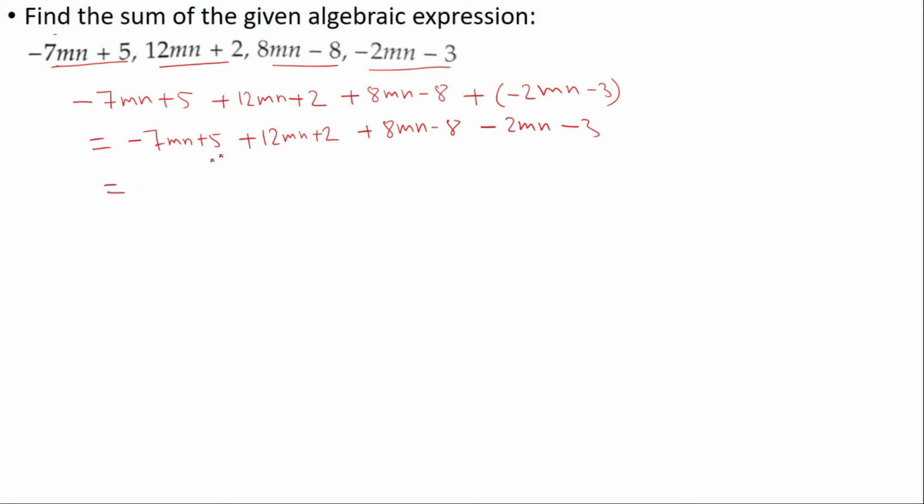So we will take all the like terms together. So minus 7mn plus 12mn plus 8mn minus 2mn. After that, plus 5 plus 2 minus 8 and minus 3. So when you solve it, you will get 11mn minus 4.